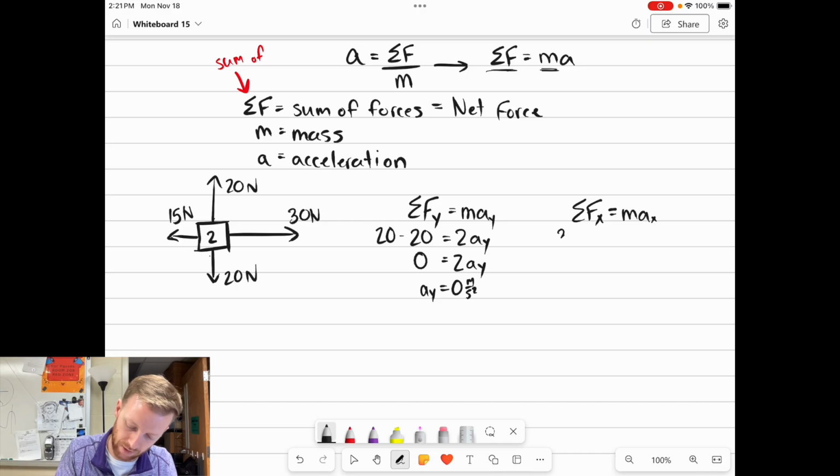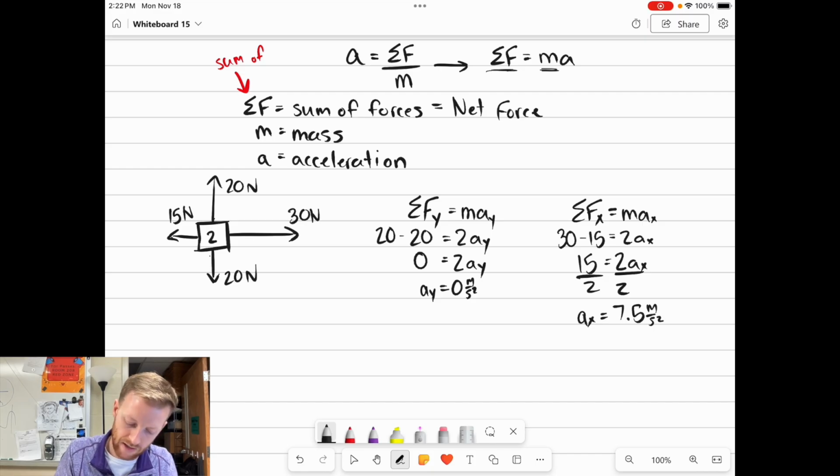Is my object accelerating? Well, I have 30 to the right. I have 15 to the left. My mass is 2, and I'm solving for ax. So I'm going to have 15 is equal to 2ax. Divide both sides by 2. That's going to get me an acceleration in the x direction of 7.5 meters per second squared.